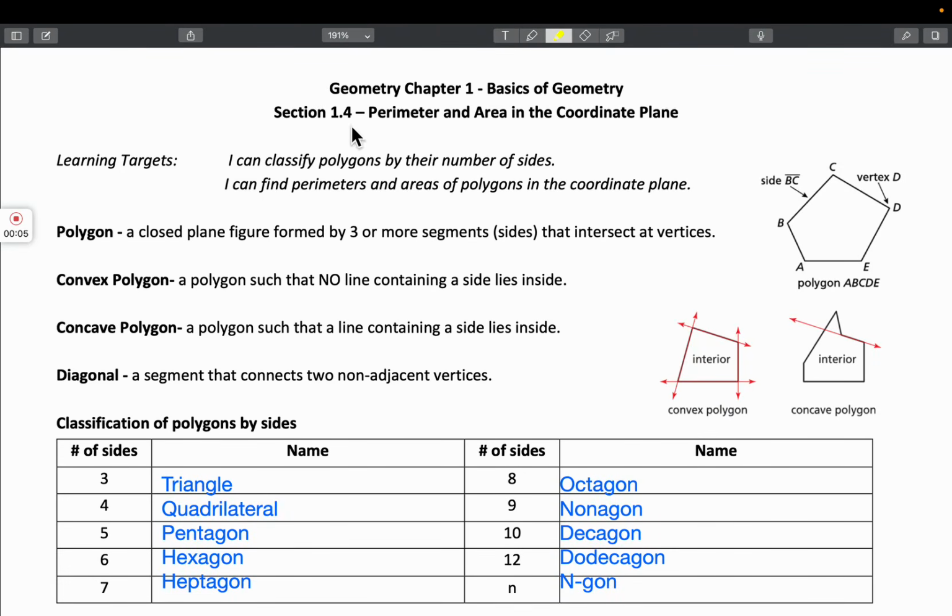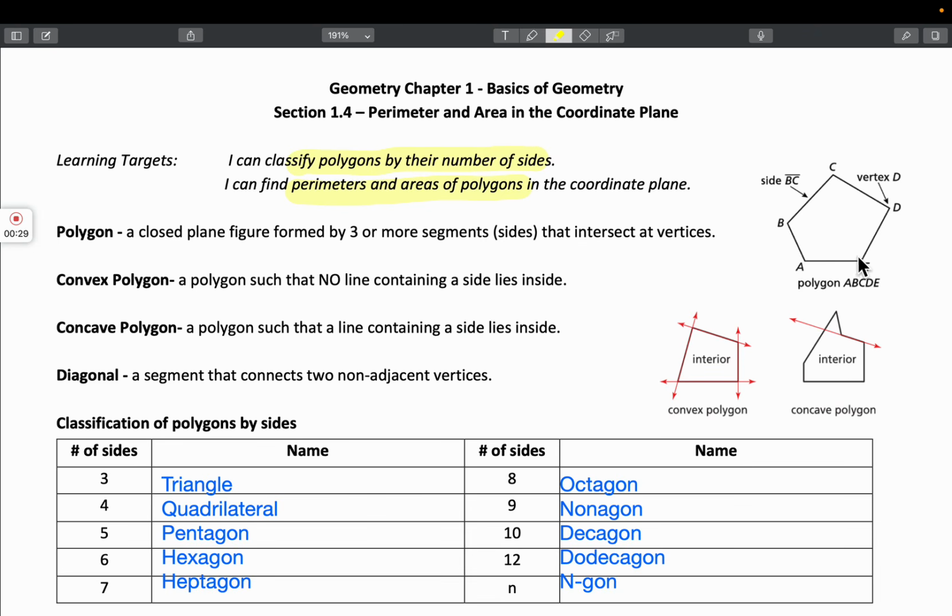Today our learning targets are to classify polygons by the number of sides and find perimeters and areas of polygons in the coordinate plane. Before we jump in, let's take a look at a few definitions. A polygon is simply a closed plane figure. In other words, a two-dimensional figure formed by three or more segments. These are the sides. Those sides intersect at vertices.